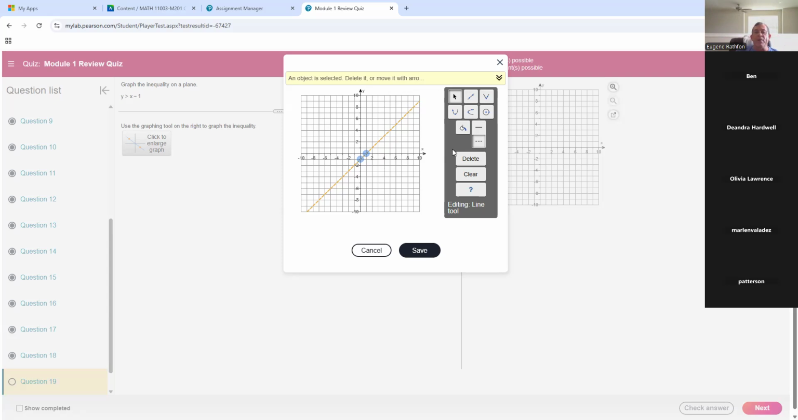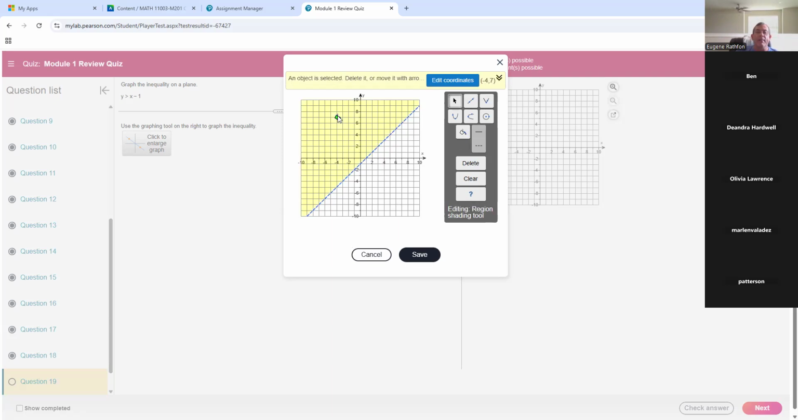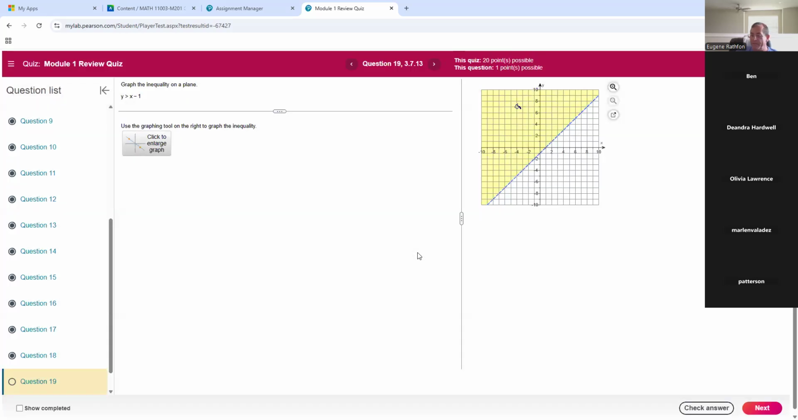So to shade it above, you're going to click that little region shading tool. Looks like a paint can. And then come over on top of the line anywhere and click. Y'all, when you click that, it shades in the whole top part of that graph and you hit save. There you go. So then we hit next.